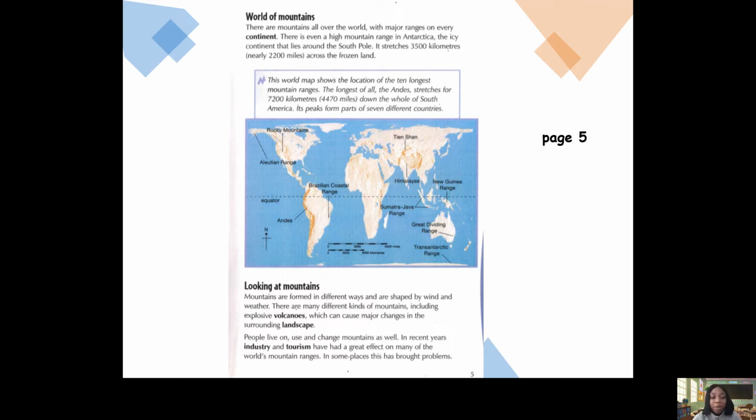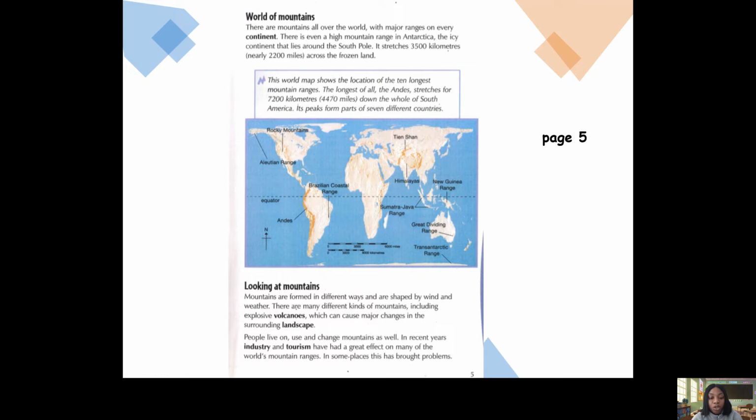Okay. I'm going to read this next part by myself, which is called Looking at Mountains. And if you want to pause the video, you can and have a look at all the different mountain ranges that are in the different continents. Okay, looking at mountains. Mountains are formed in different ways and are shaped by wind and weather. There are many different kinds of mountains, including explosive volcanoes, which can cause major changes in the surrounding landscape. So in the surrounding landscape, remember, the surrounding natural scenery, one of our key words.